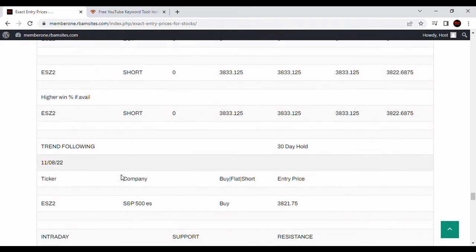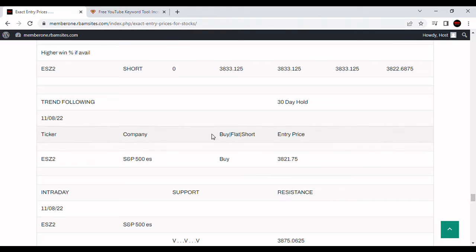Now let's take a look down here real quick for a trend following system. This is a 30 trading day trend following system for the S&P 500. Again, everything I'm showing you on here is for S&P 500 E-minis. The symbol is ES. And you're going to get each day either a buy, a flat, or a short in this particular section. We're now looking at trend following.